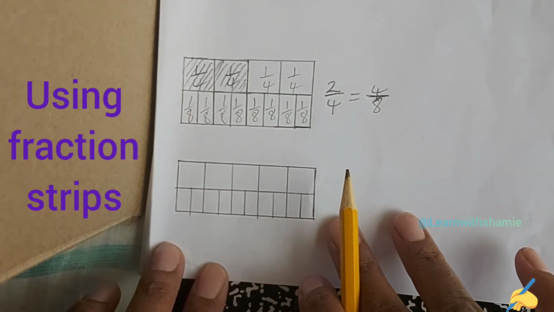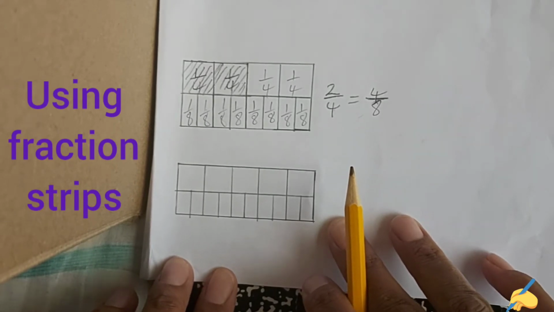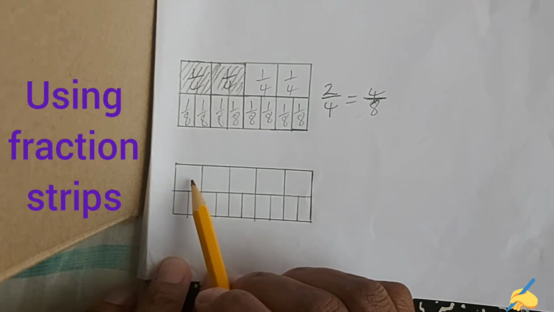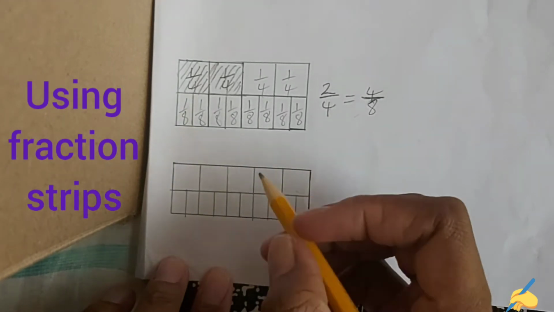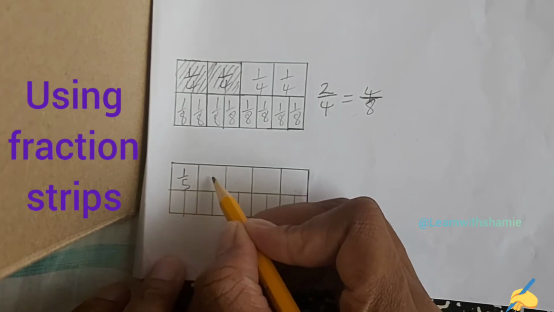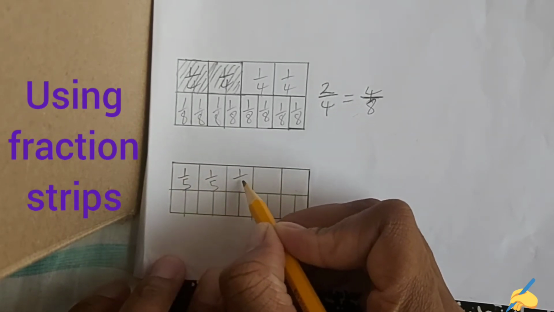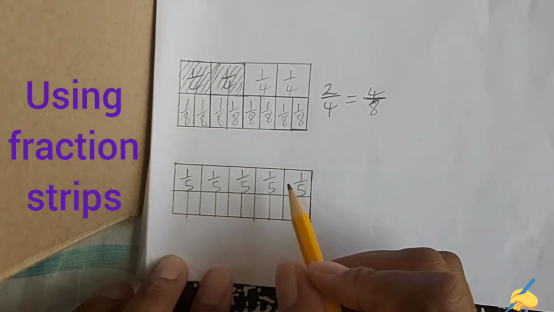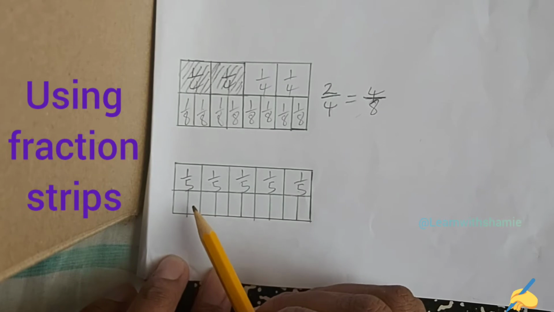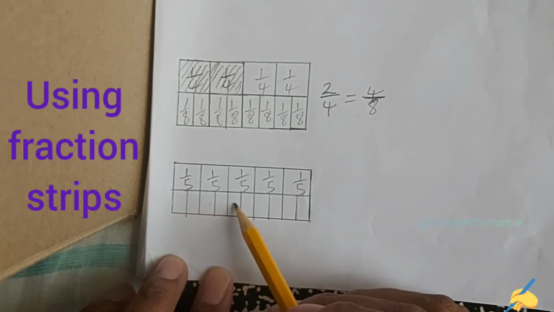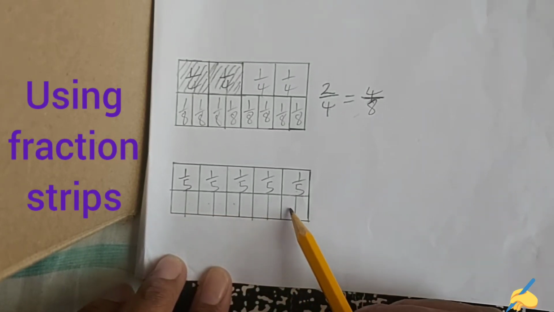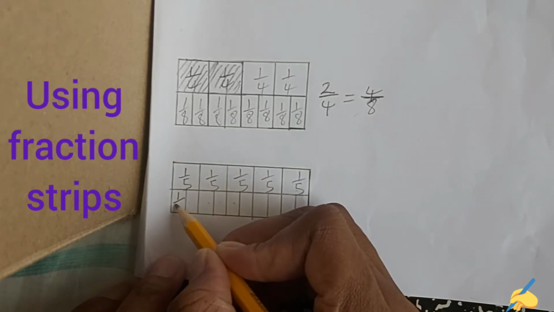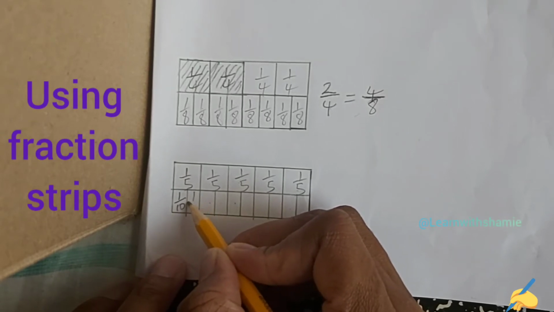I'm going to do another example of the fraction strip. So here we have the top half divided into 1, 2, 3, 4, 5 pieces. So each piece is 1/5. And the bottom half is divided into 1, 2, 3, 4, 5, 6, 7, 8, 9, 10. So each portion would represent 1/10.